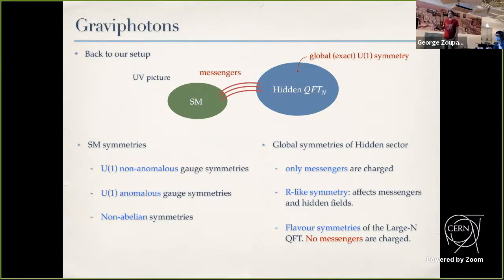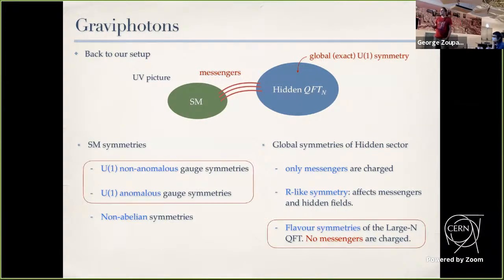On the other side, we can assume that we have global symmetries of the hidden sector. This is a classification basically where only messengers are charged, or R-like symmetries where messengers and the hidden fields are charged, or flavor type of symmetries where only the large N fields are charged and not the messengers. In our case, we will focus on this example where we have U1s from the standard model and this kind of flavor symmetries.